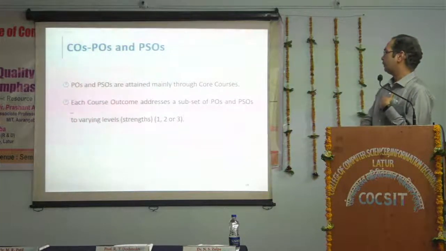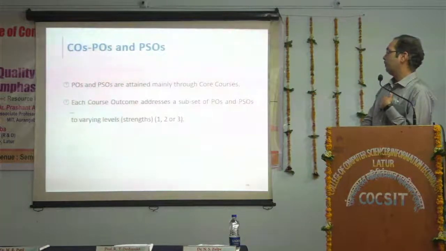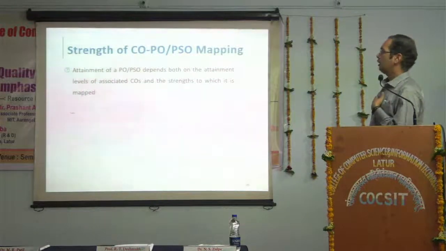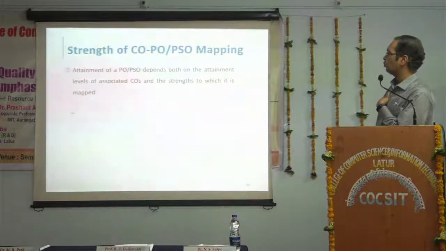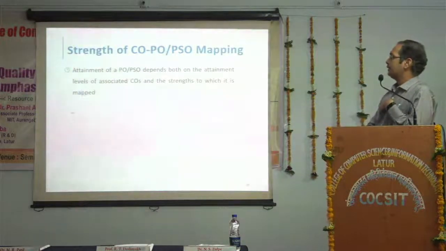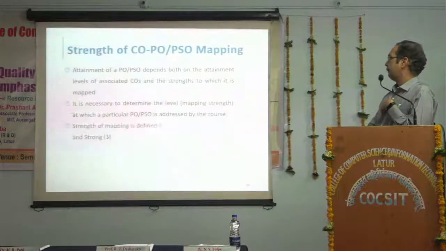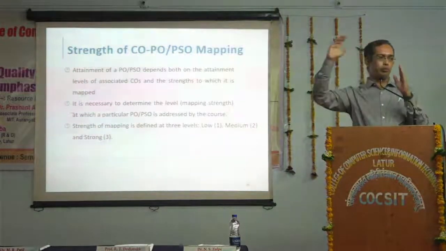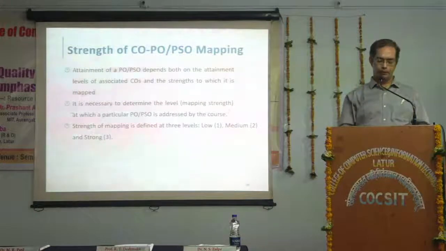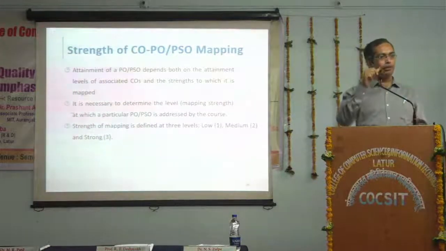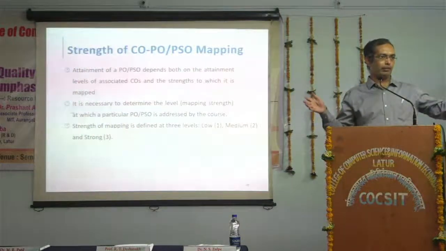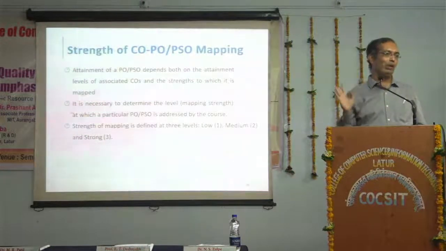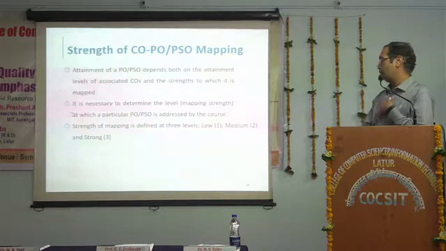Here again the levels may be 1 to 3, for the strength of CO-PO and PSO mapping. Attainment of POs and PSOs depends on both the attainment levels associated with COs and the strength to which it is mapped. So the strength of mapping is defined by 3 levels. When I am defining CO and PO mapping, I use 3 levels. You can use 5 as well, but it is very difficult to differentiate between level 2 and level 3 if your levels are 5, because you need to decide some border somewhere. If the levels are 3, you can define it well. Otherwise, it is difficult to define if you have more levels.